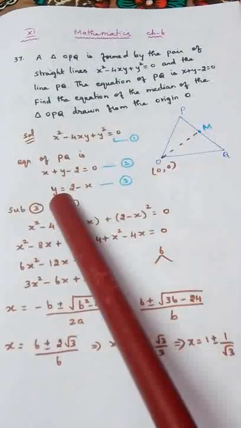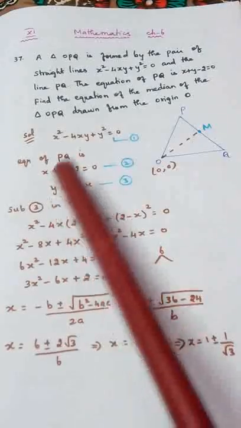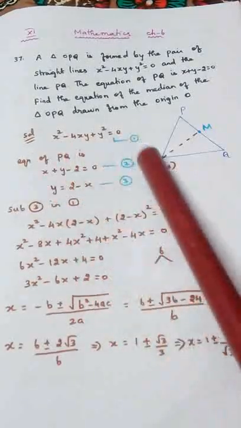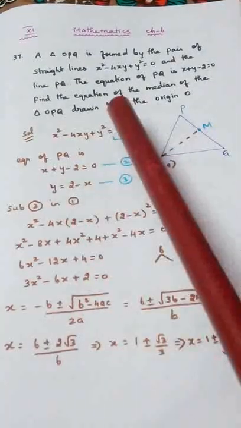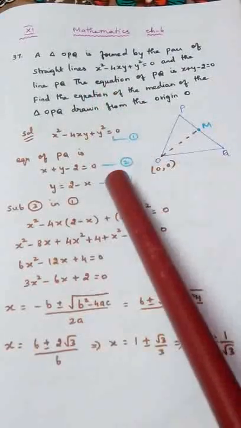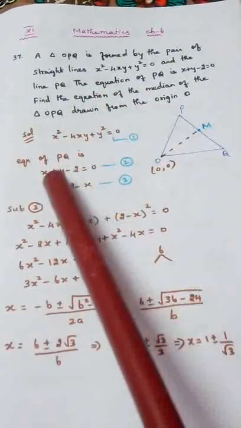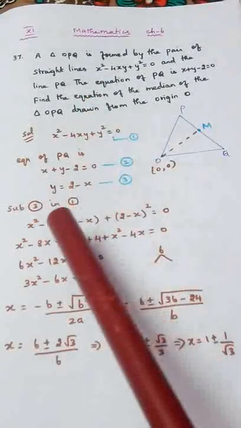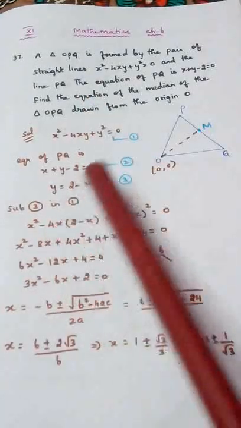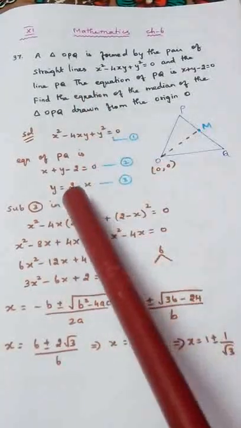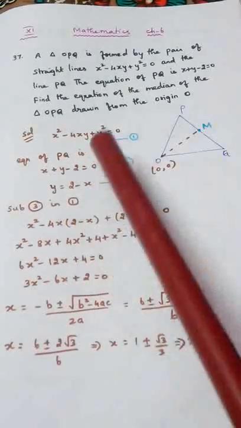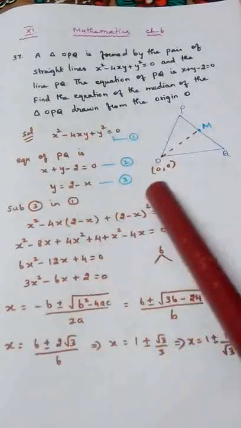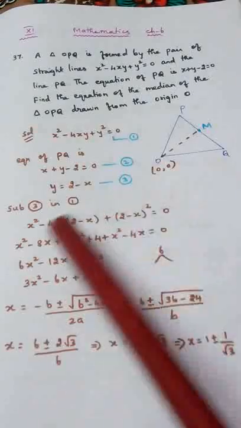From this I am going to find y. y is equal to 2 minus x, taking minus 2 and plus x to the other side. We number these as 1, 2 and 3. Now I am going to substitute the third equation in the first equation. So x square minus 4x, and in place of y I substitute 2 minus x, plus 2 minus x whole square equal to 0.